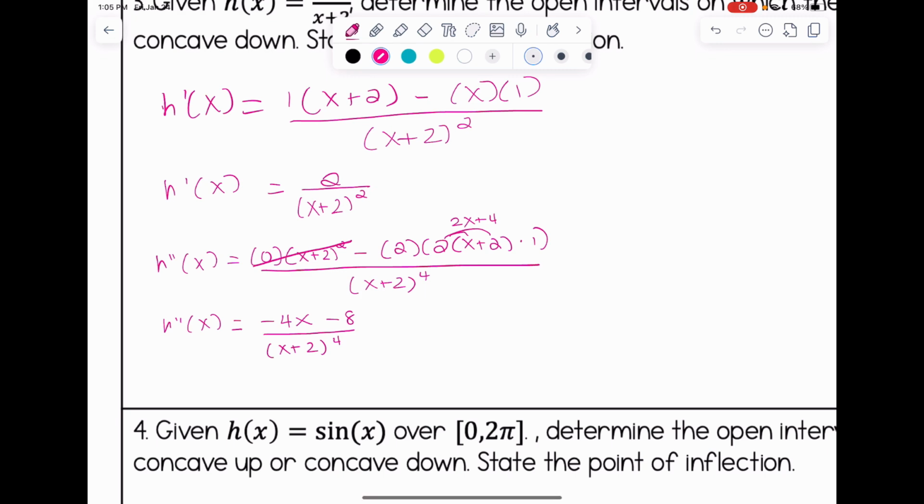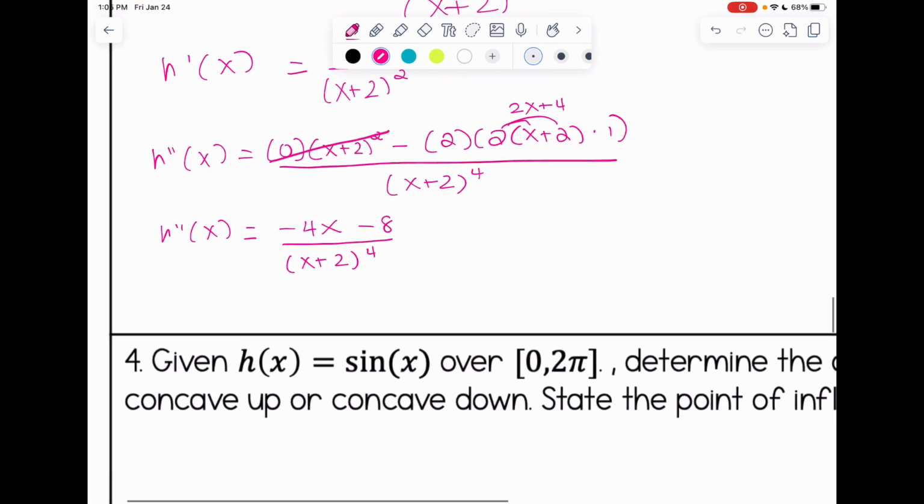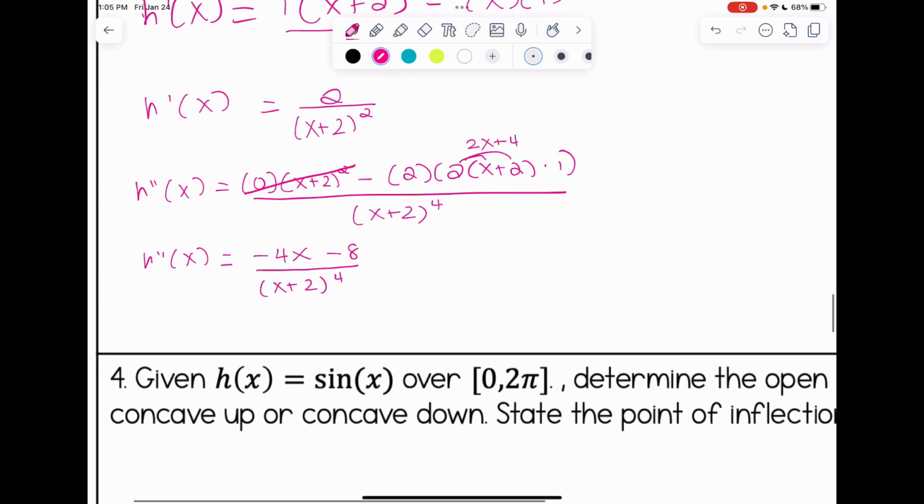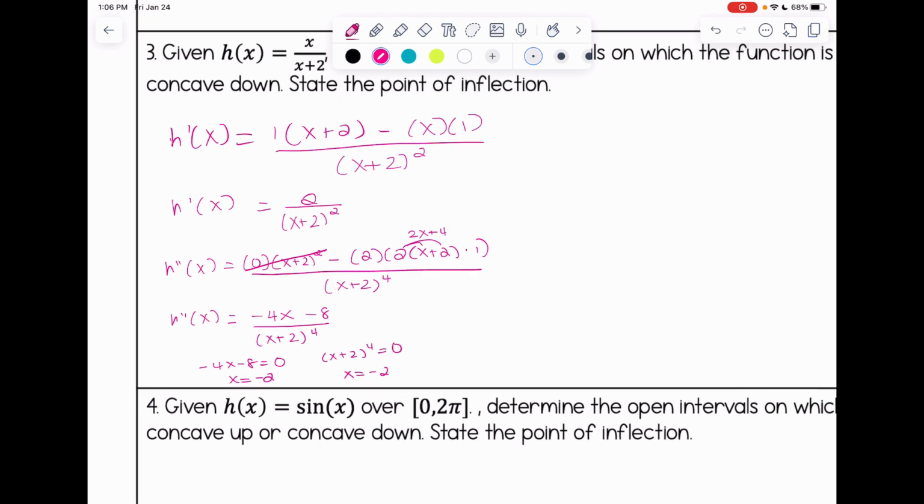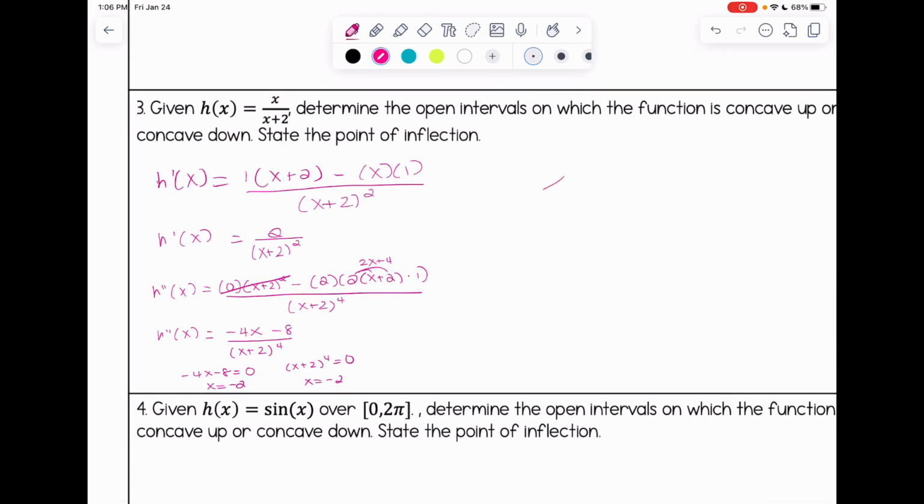We're going to determine now where the second derivative is equal to 0 or undefined. So for equal to 0, we're going to set the numerator equal to 0, and that will give us x equals negative 2. For where it is undefined, we're going to set the denominator equal to 0. That will also give us negative 2. So we really only have one possible point of inflection in this problem, which is negative 2.